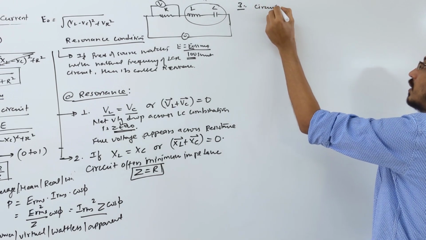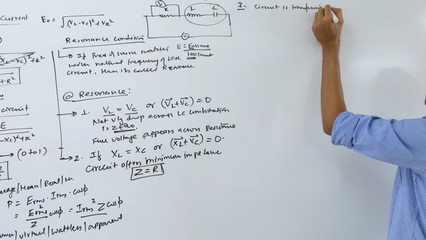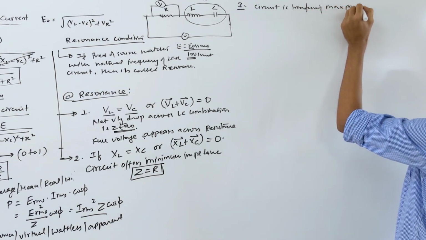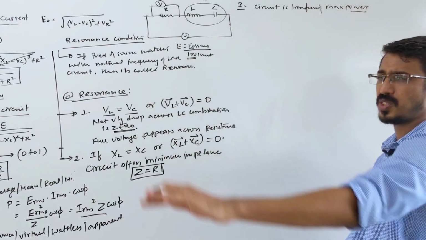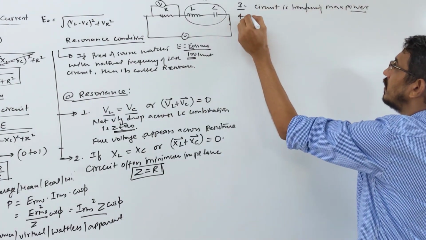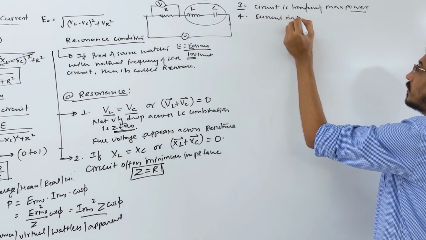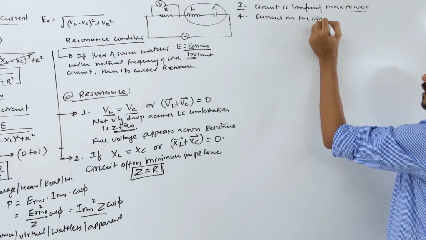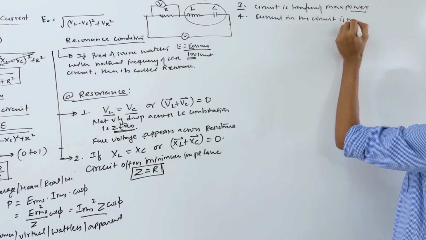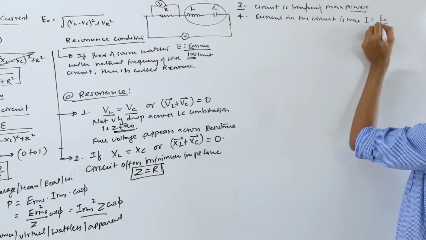So they can say there is an RLC circuit, at resonance what happens? The circuit is transferring or consuming maximum power. If they say that a circuit is there and maximum power is transferred to the circuit, it means a resonance condition. Instead of power they can say current also. Current in the circuit is maximum. Maximum current flows. How much flows? E naught by just R.